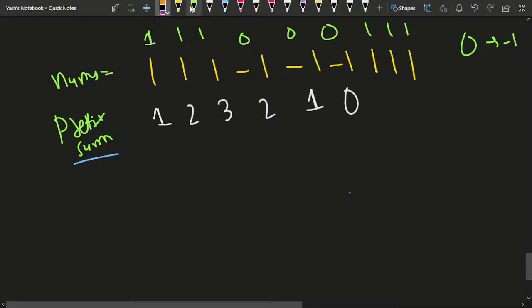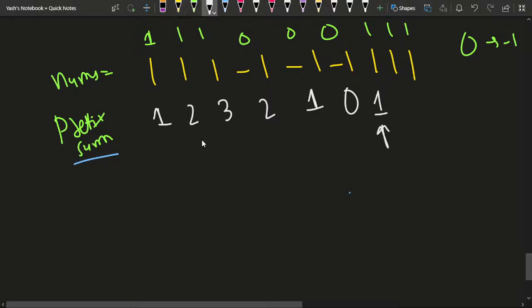Now if you move ahead, then what happens? Let's say you are moving ahead, right? So if you update your answer, this was 1, this was 2, this was 3, this was 2, this was 1, this was 0. So this is 1, this is 1. Now if I encounter 1 here as well, what does it indicate?